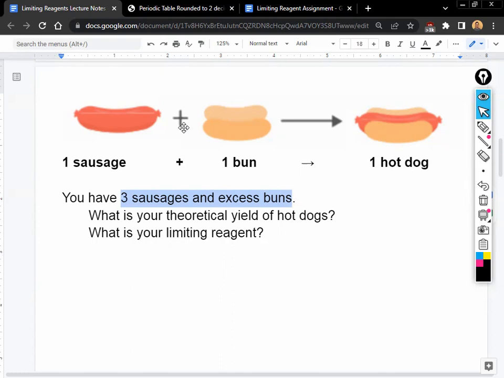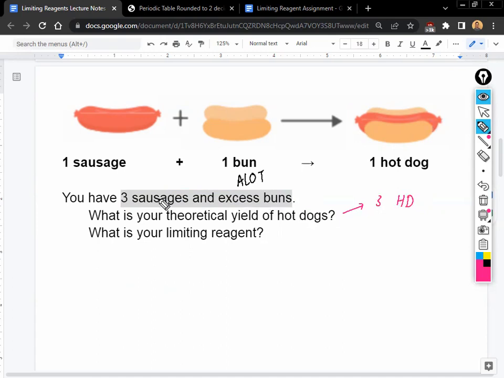It's going to be 3, right? You're going to make three hot dogs because you have excess buns. I know hot dogs really excite you guys back there, but let's keep it down. Okay, so your theoretical yield is going to be 3 hot dogs, right?